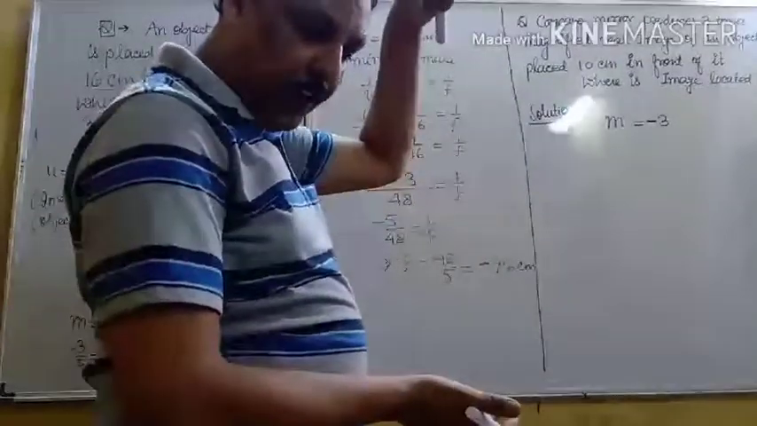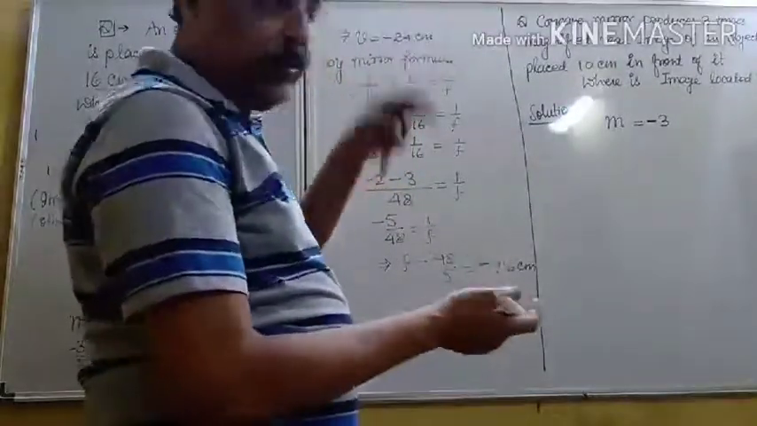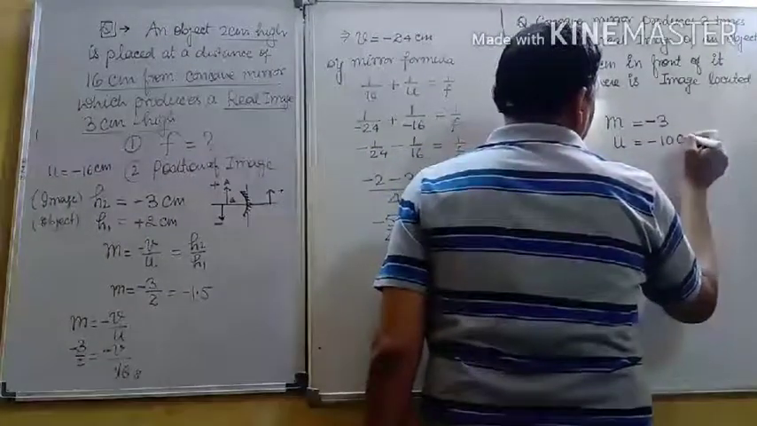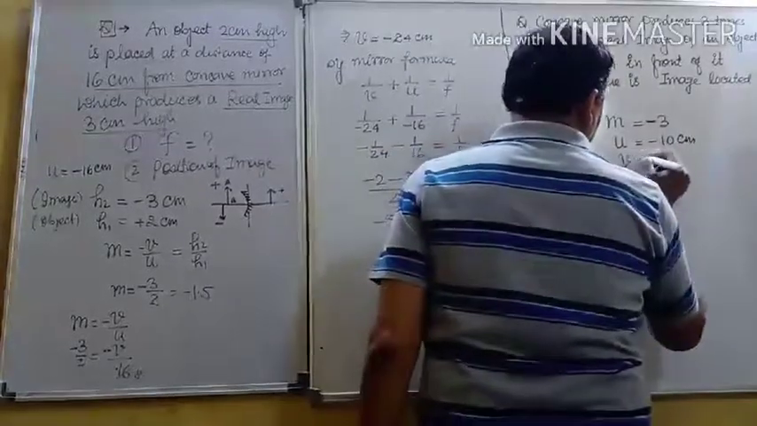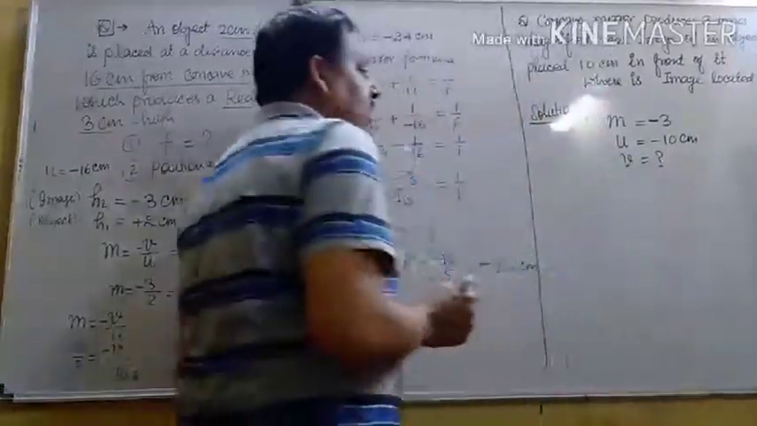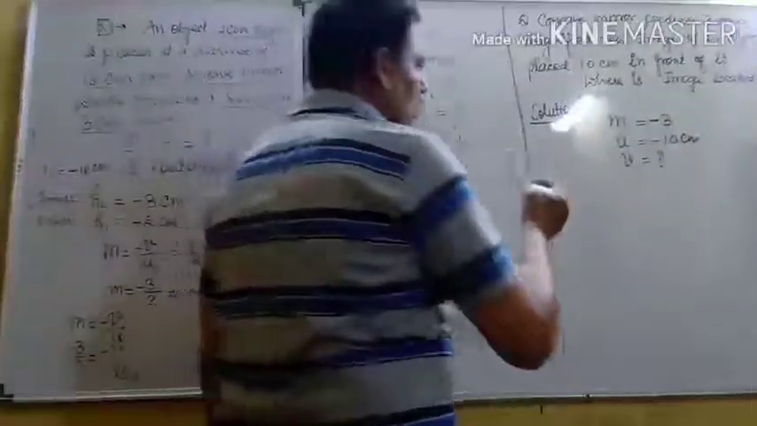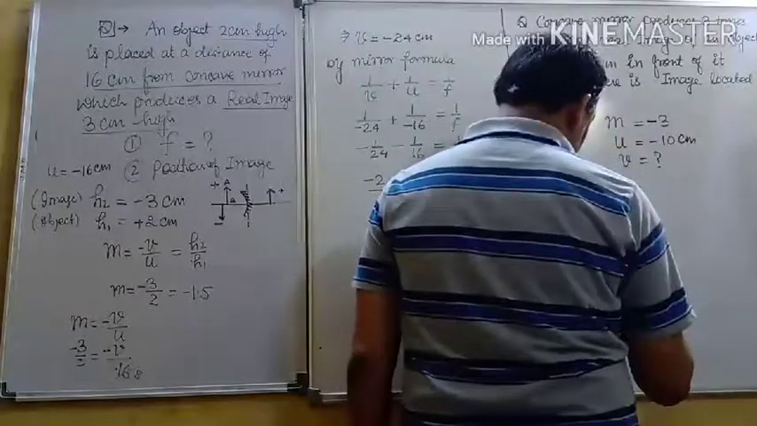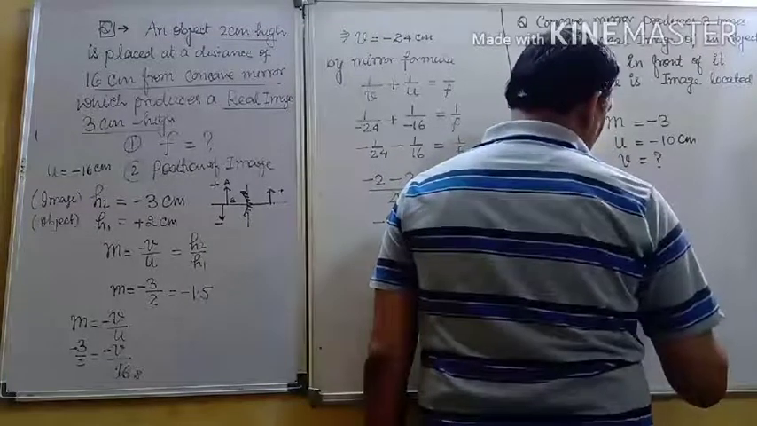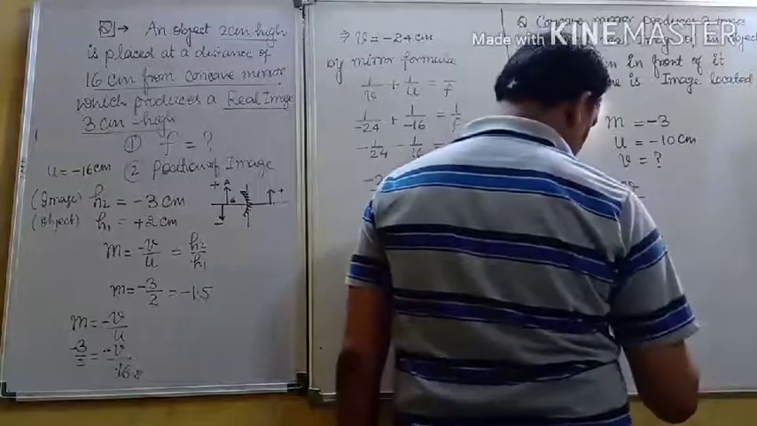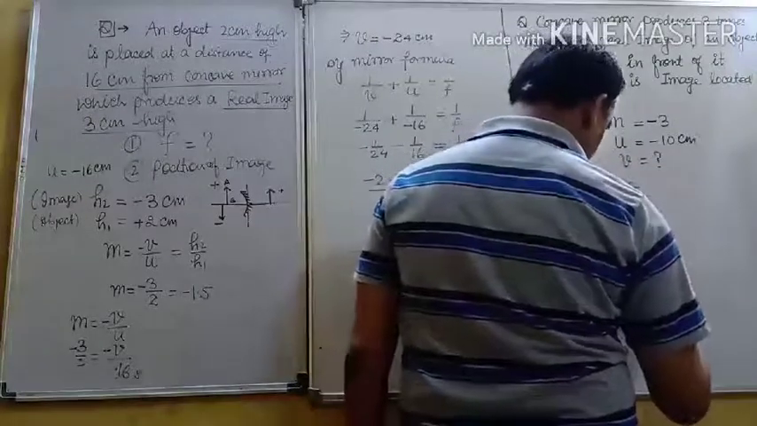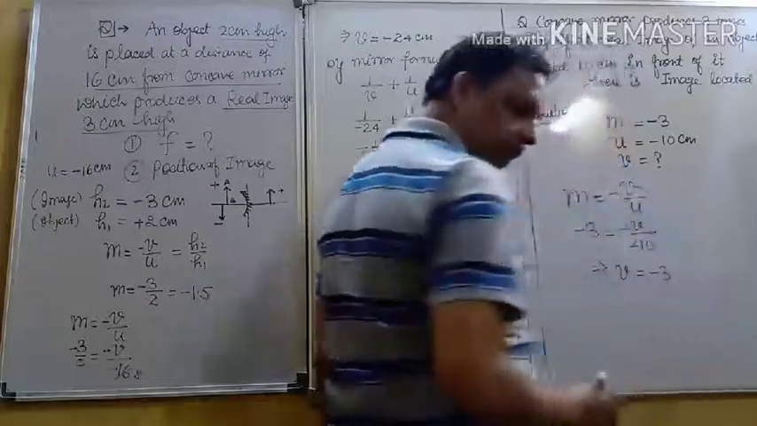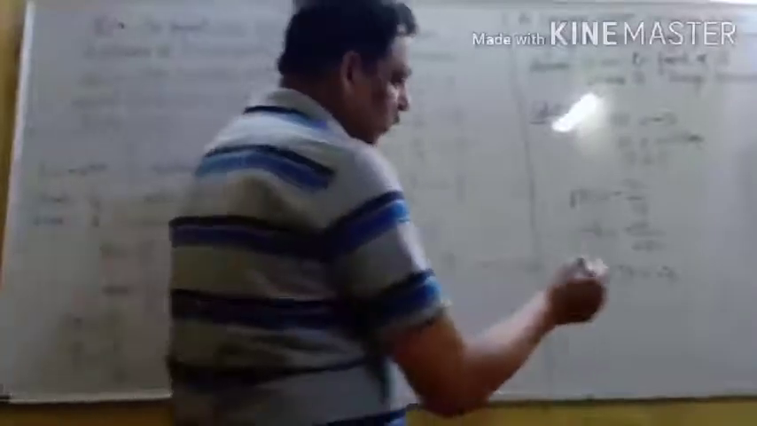3 times of the object. What is the distance of the object that is given to you? u is equal to minus 10 centimeter. Where the image is located means you have to find the value of v. So directly, m = -v/u. Placing, -3 = -v/(-10). The negative cancels out. Then v is minus 30 centimeter.